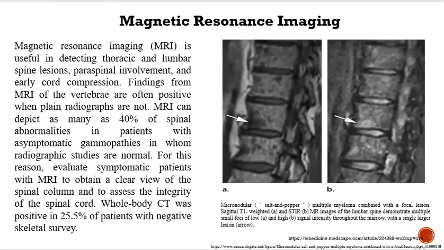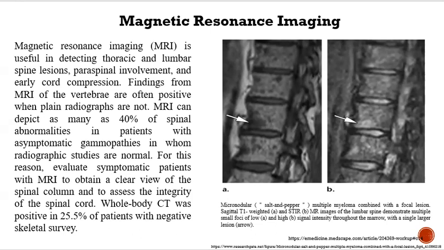Magnetic resonance imaging is useful for detecting thoracic and lumbar spinal lesions, paraspinal involvement, and early cord compression. Findings from MRI studies of the vertebrae are often positive when plain radiographs are not. MRI can detect as many as 40% of spinal abnormalities in patients with asymptomatic gammopathy in whom radiographic studies are normal. For this reason, evaluate symptomatic patients with MRI to obtain a clear view of the spinal column and to assess the integrity of the spinal cord.